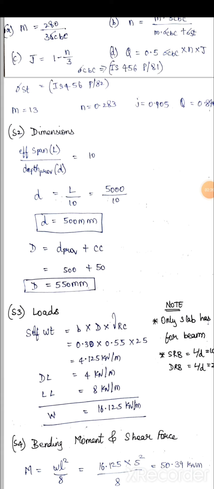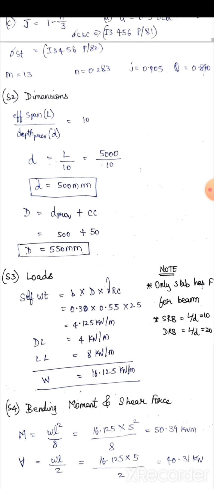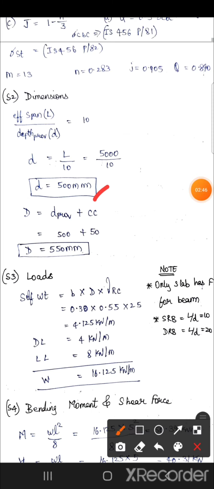Next is dimensions. Dimension formula is depth provided equal to effective span by 10. Effective span is given in the question, 5 meter. So if we calculate this, we get 500 mm and the overall depth formula is depth provided plus clear cover. For beam, the clear cover is 50. So the answer is 550 mm.